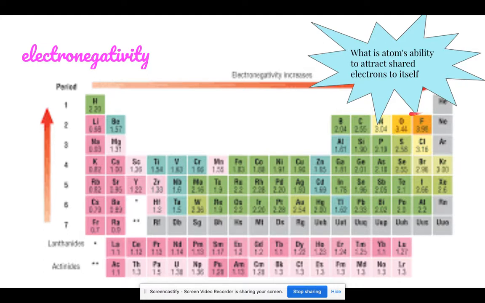And this was the last periodic trend. So I hope that you guys were able to understand everything in our 4 periodic trends.